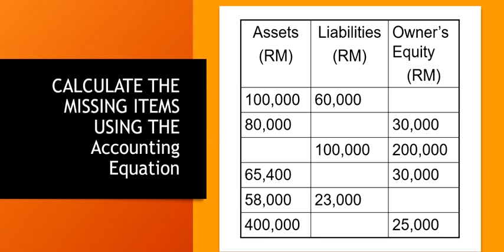So now, with the basic accounting equation, I want you to calculate the missing items using the accounting equation. So this will be equation number 1, 2, 3, 4, 5, and 6. And please comment your answer down below.